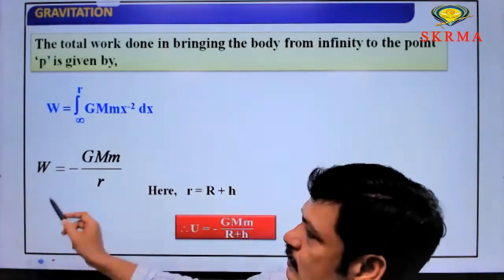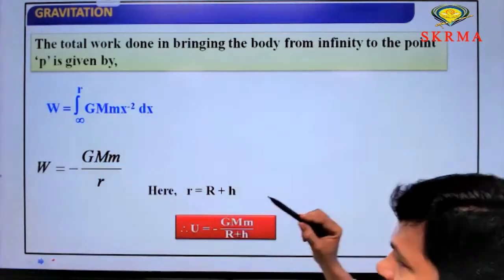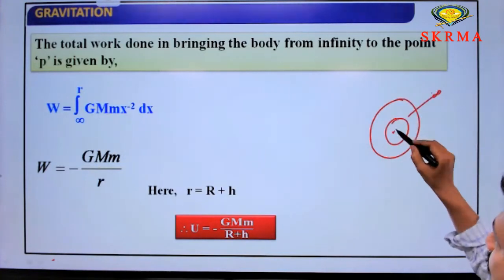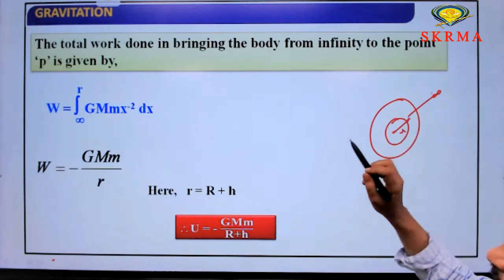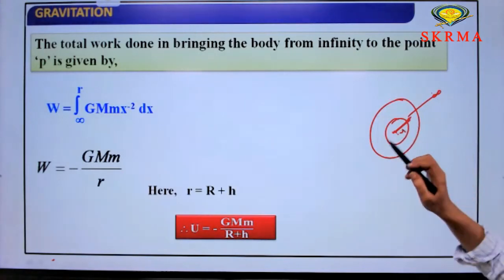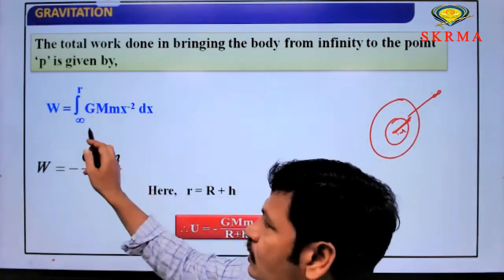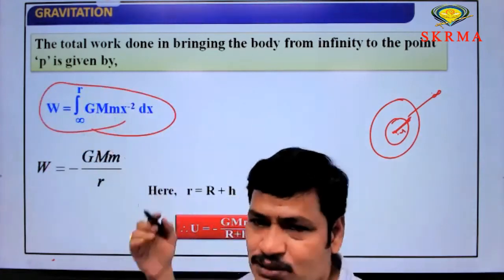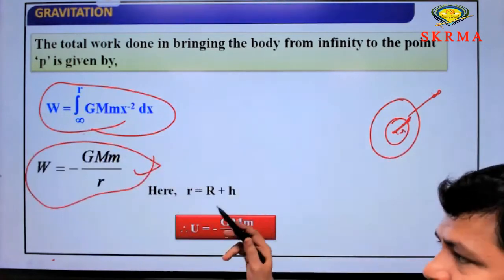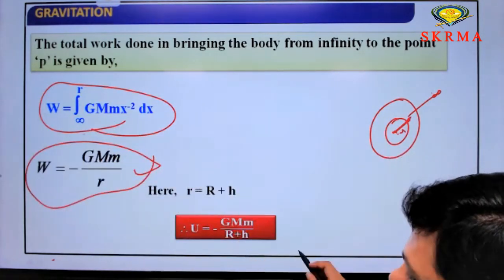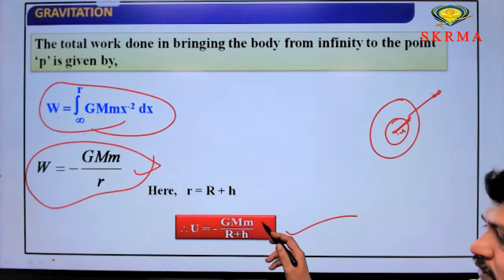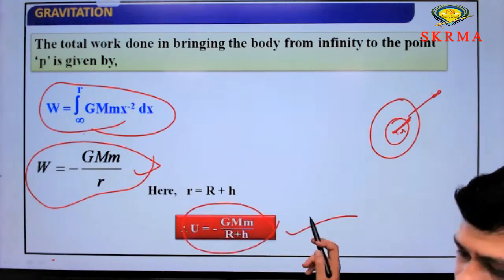What is the equation here? The integral from infinity to r. It means you are moving an object from outside the field, from infinite distance to some distance r. That's why the integration limits are infinity to r, of GMm by r square, or here x square. If you integrate that equation, you obtain minus GMm by r, which is the potential energy equation. At some height, the gravitational potential energy is minus GMm by r plus h. This is simple.